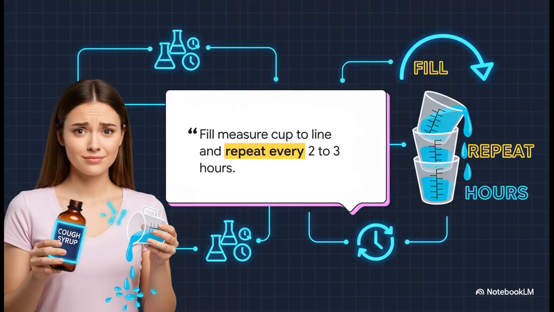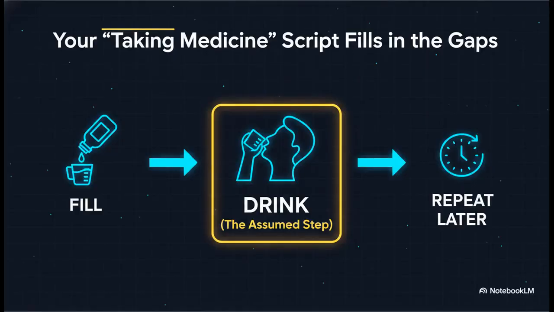Here's another great real-world example. This is from a bottle of cough syrup. Now, if you take that instruction literally, it's kind of weird advice, isn't it? Just keep filling a cup over and over again? Yeah, of course not, because your taking medicine script immediately kicks in and fills in the blanks. You know the unwritten rules. Fill the cup, drink the medicine, and then you repeat that whole process a few hours later. The instructions don't have to say, drink it, because the writers are counting on you already knowing the script. It's the perfect example of this mental shortcut in action.